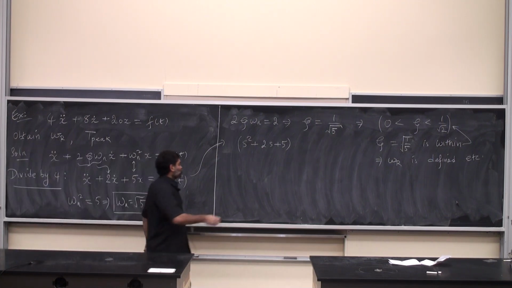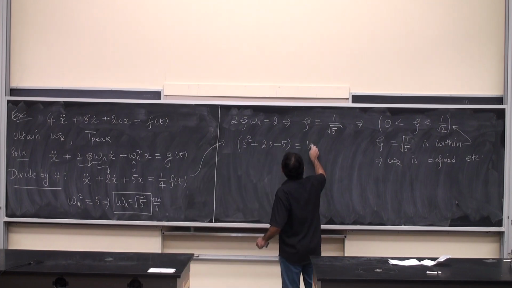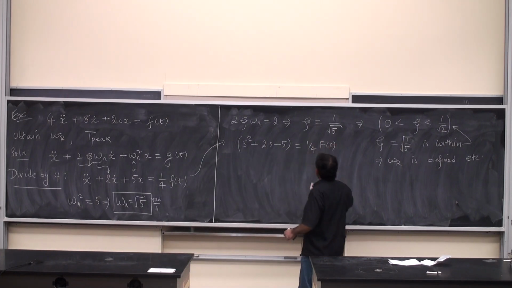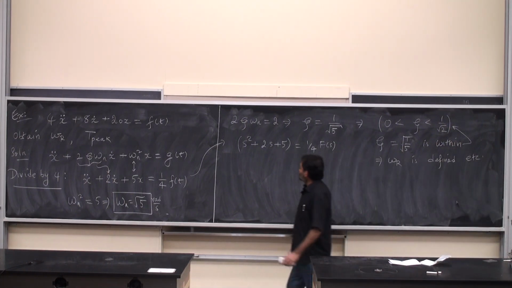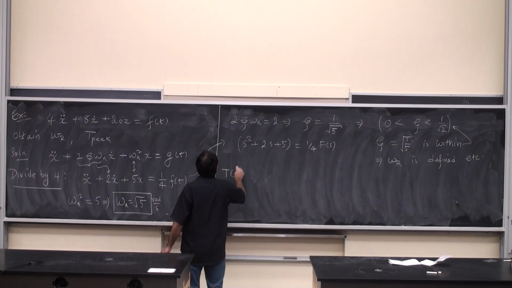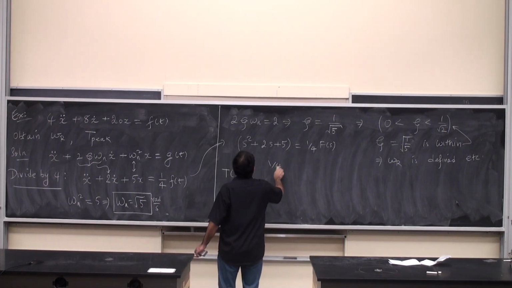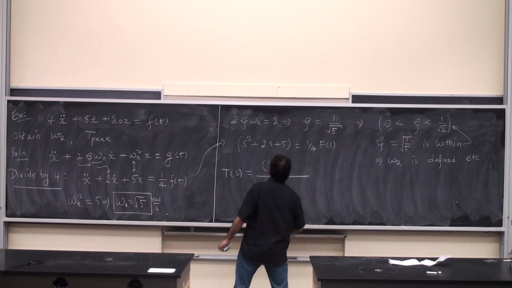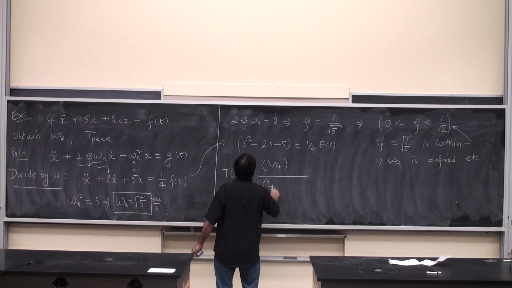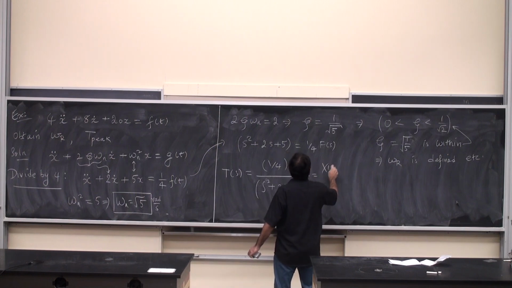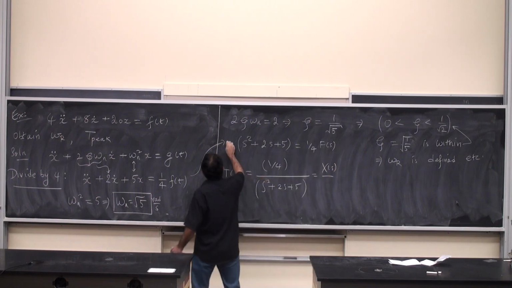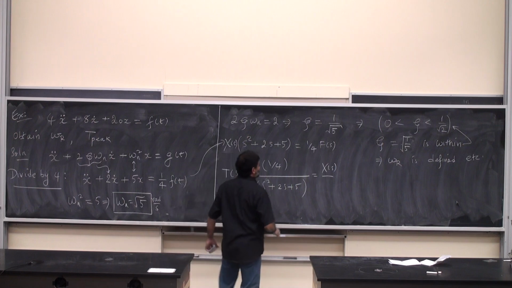Then I take Laplace on both sides. 1 by 4 f of s, or the transfer function of the system. This is x of s over f of s.